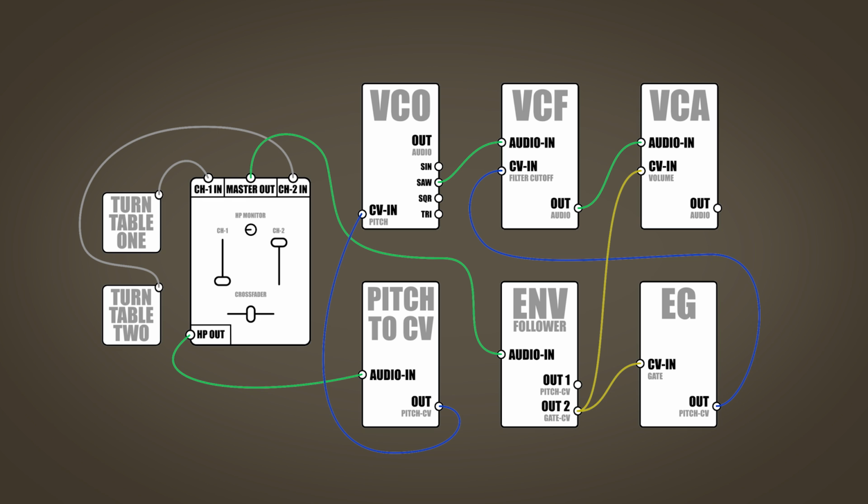If the crossfader is closed, there is no gate signal. The amplifier doesn't let any signal through. If the crossfader is open, there is a gate signal. The amplifier lets the signal pass.